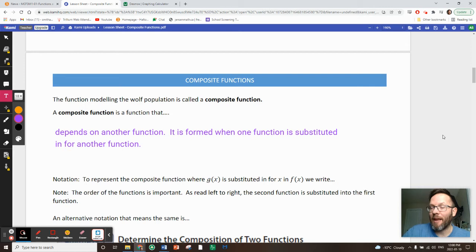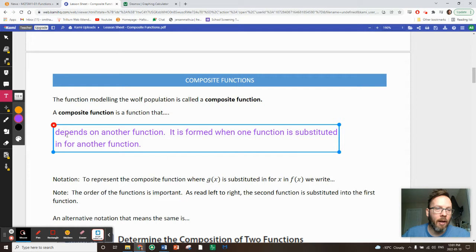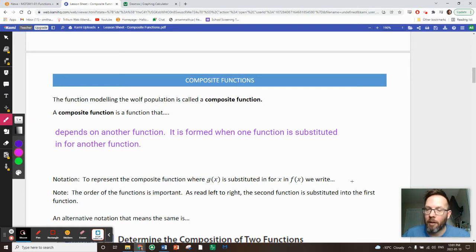So when you replace a function g in for x in a function f, we write it like this. Normally when we plug in a number, we write f at 2 or f at x. Here we're going to write f of g of x. So we're plugging a function into another function. We're replacing the x value with an actual function. And this is read f of g of x.